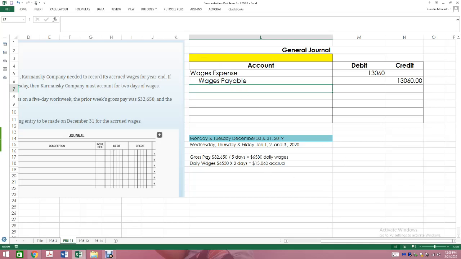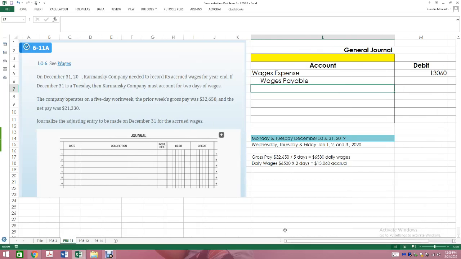First, you calculate your daily accrual or your daily wages, which is your gross pay divided by the number of work days. That gives you your daily wages of $6,530. Then you figure out how many days my employee worked that year or that end of period. Well, they worked for 2 days. The company must account for 2 days of wages. So I need to get my daily wages times the 2 days, and that gives me my accrual amount. Hopefully you all picked up on this. Very easy calculation.